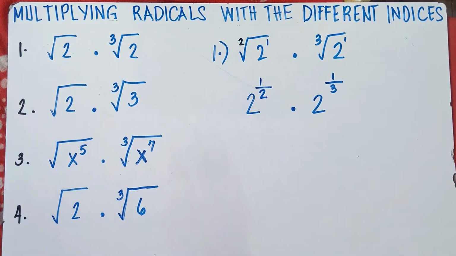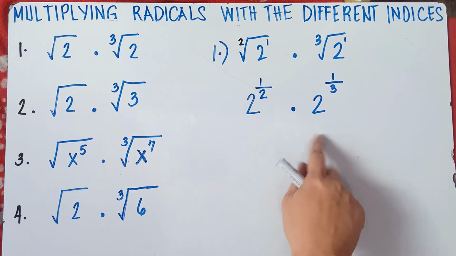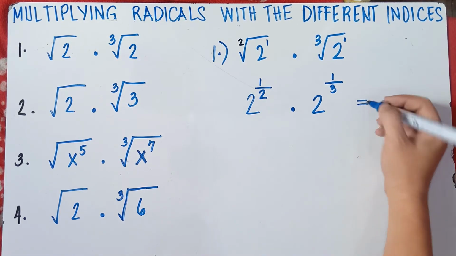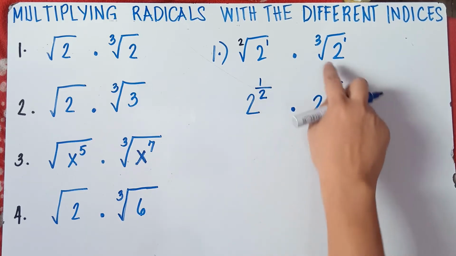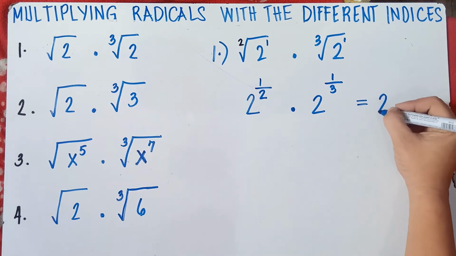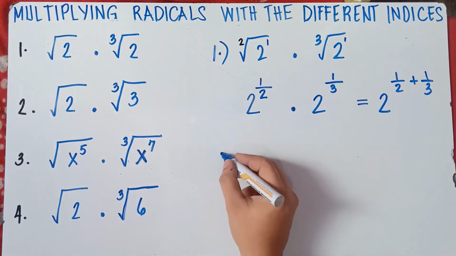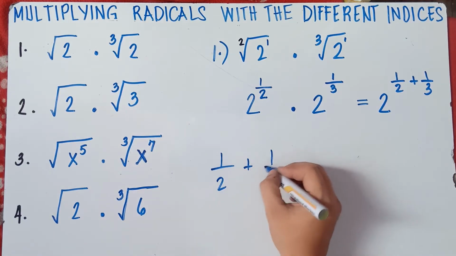Now remember, class, in the laws of exponents, if they have the same base, simply copy the base. So 2 raised to the power of 1/2 times 2 raised to the power of 1/3 has the same base, which is 2. So simply copy 2. Then you will add the exponents, 1/2 plus 1/3.